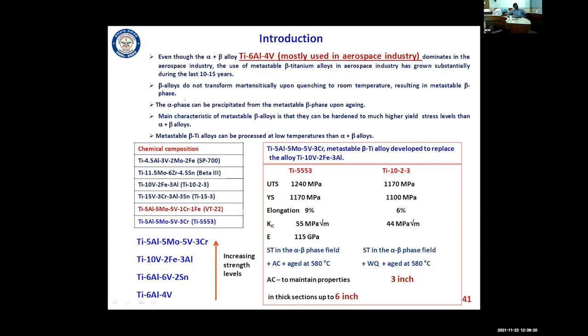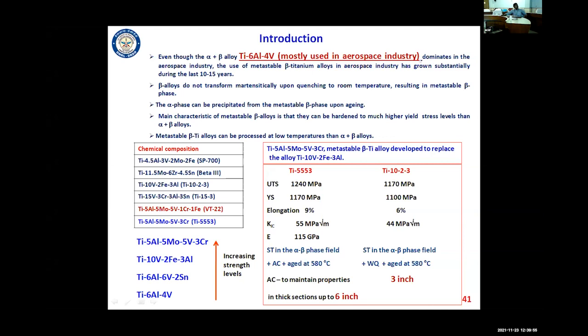Even though the alpha plus beta titanium alloy, TA6L4V, which is the Ti64, is mostly used in the aerospace industry. Of all the titanium produced, 80% is used in the aerospace industry. Among that 80%, the TA6L4V occupies 50%. So this is the importance of this alloy in the aerospace industry. Some of the parts are fabricated from TA6L4V.